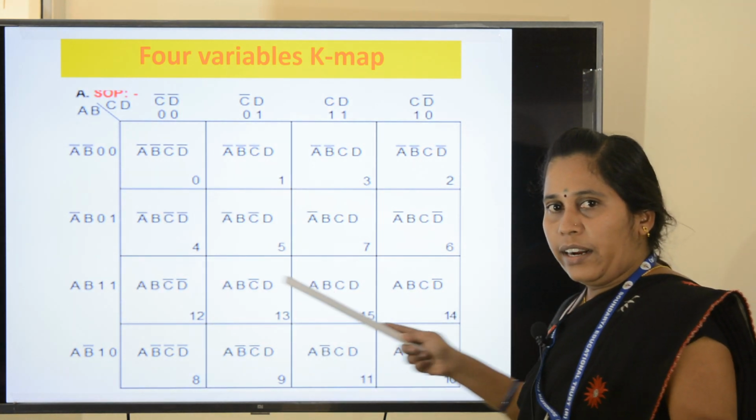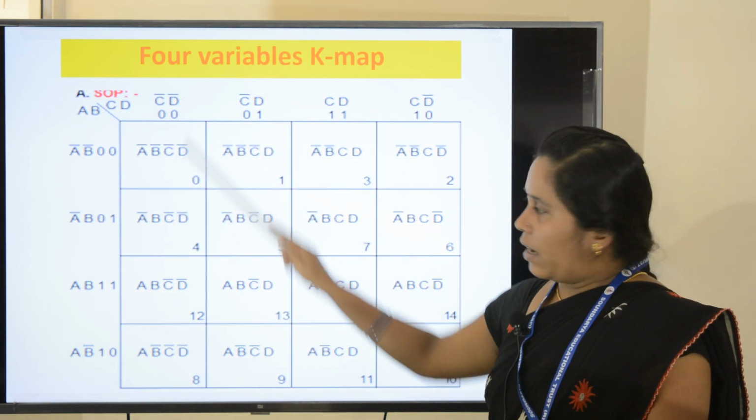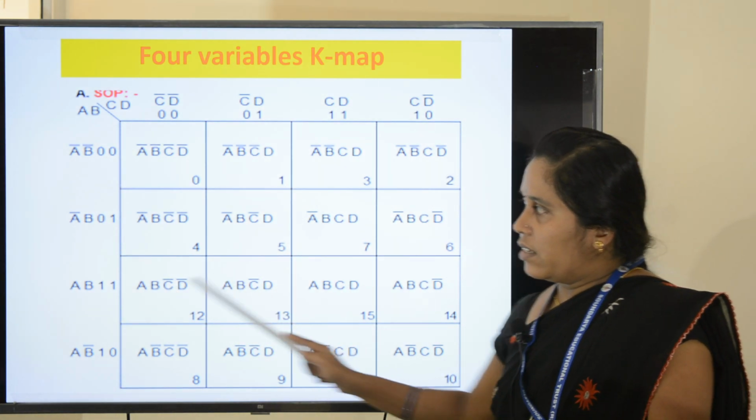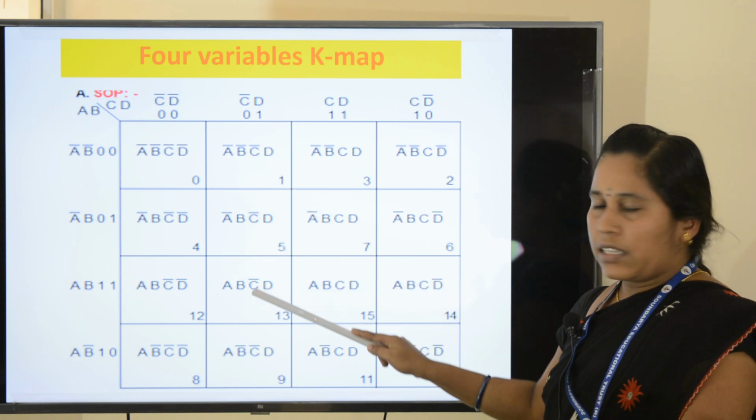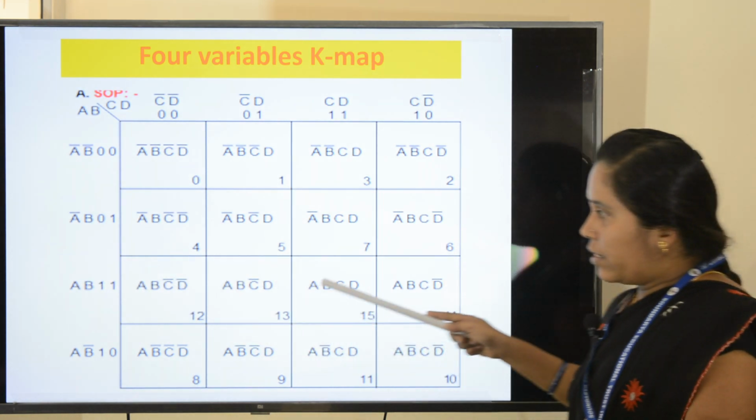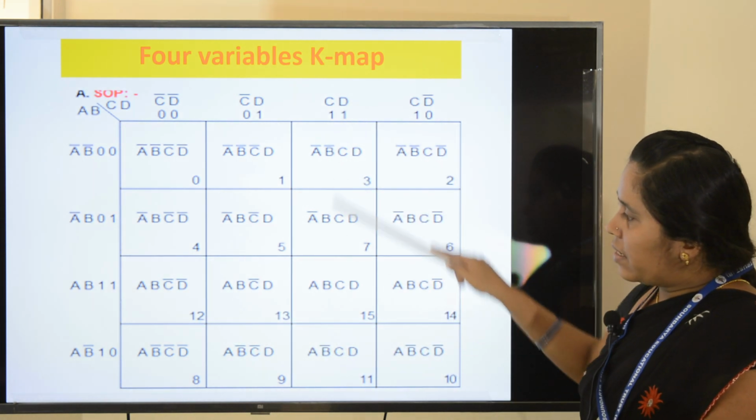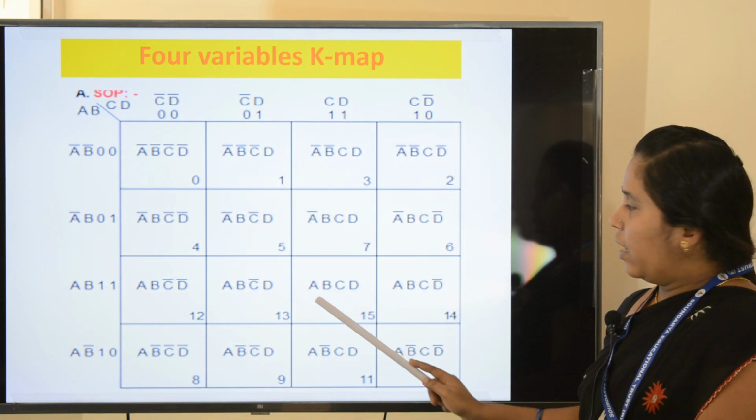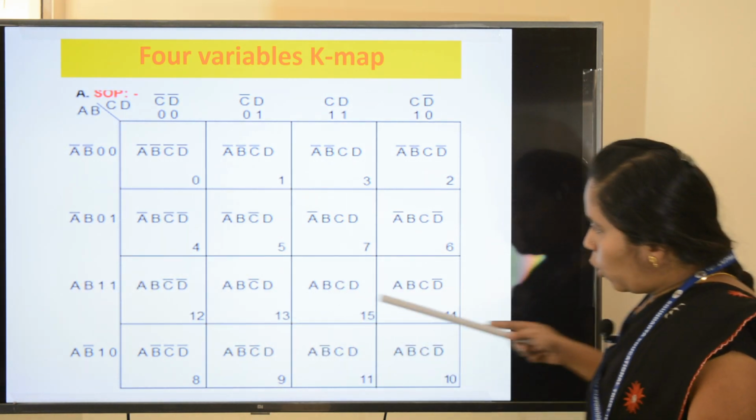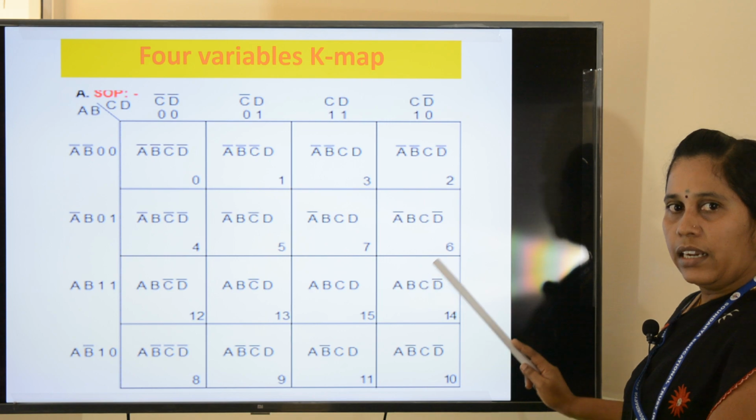For the third row, the entire row is AB and the first column is C bar D bar. The minterm of this cell is A B C bar D bar. Next, the row is AB and the column is C bar D. It is filled by A B C bar D. The row is AB, the same row for 4 cells, and the column is CD, and this cell is filled by A into B into C into D. The next cell is the AB row and column C D bar. The cell is filled by A B C D bar.